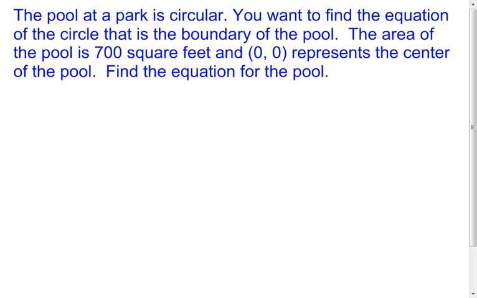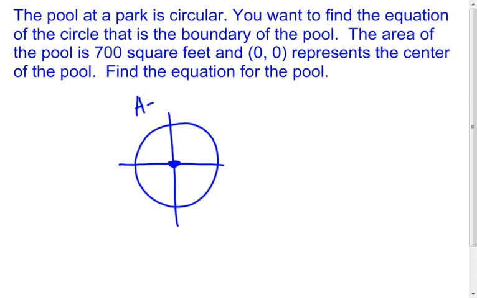You have a pool at a park that is circular, and you want to find the equation of the circle that is the boundary of the pool area. The area of the pool is 700 square feet, and 0, 0 represents the center of the pool. So if you can picture this, you have a pool centered at 0, 0, and you know that to find the area of the circle you do pi r squared. The reason that's going to be helpful is it will help us find our radius.